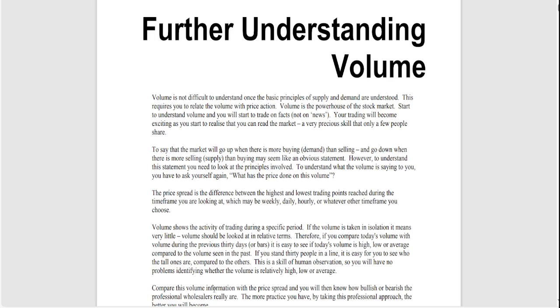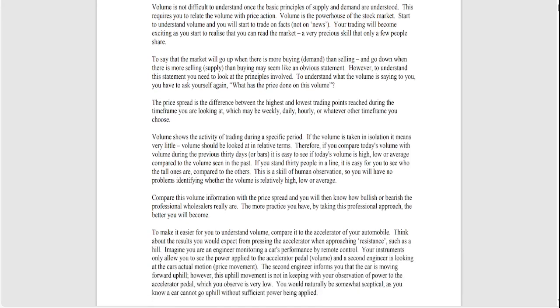Compare this volume information with the price spread, and you will know.